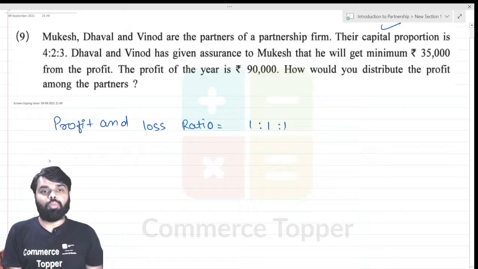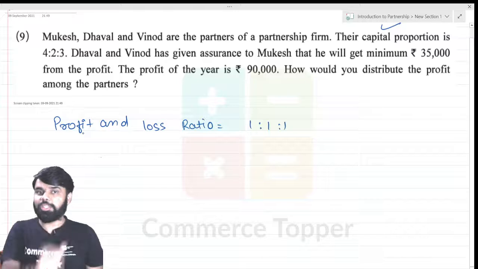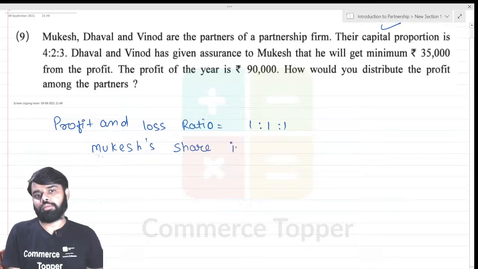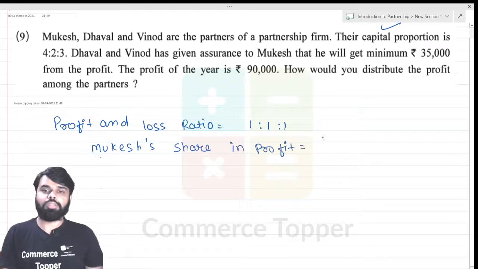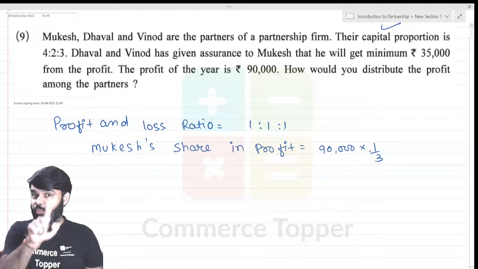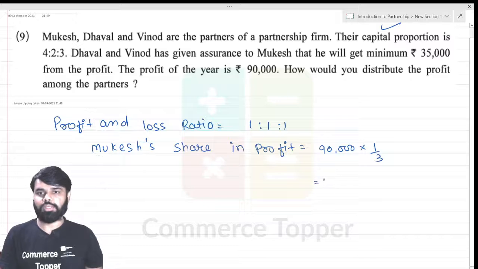Now what will be the share of Vinod? First of all, sorry, what will be the share of Mukesh? First of all, let's calculate Mukesh's share in profit. Okay, what is Mukesh's share in the business? So 90,000 into 1 divided by 3. What is the share of Mukesh? Share of Mukesh is 1 divided by 3. So it is 30,000, and it is quite simple.